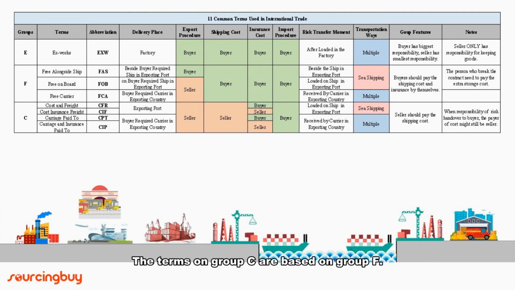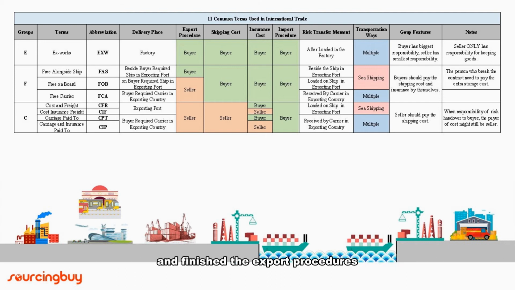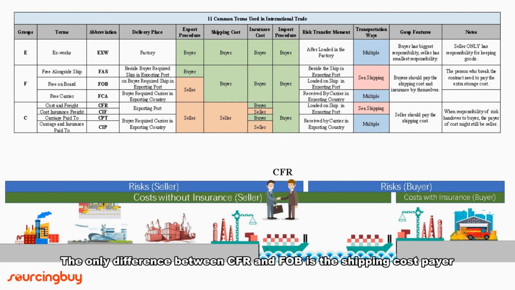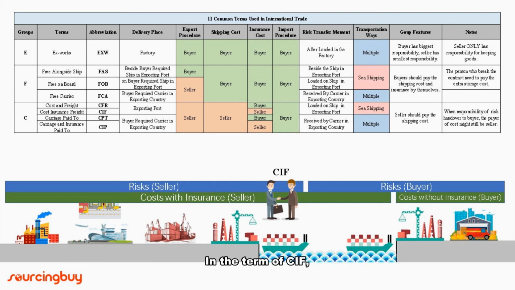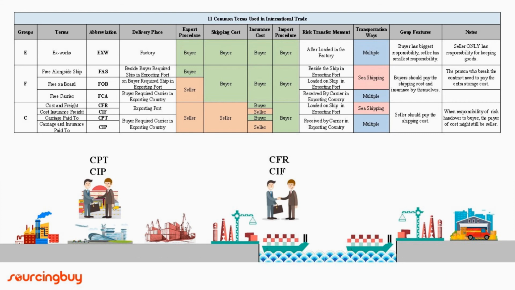the supplier needs to deliver the goods to FedEx and cooperate with FedEx to finish the export procedures. The terms in Group C are based on Group F. For terms in Group C, sellers need to pay the overseas shipping cost and finish the export procedures. CFR stands for Cost and Freight. It is very similar to FOB. The only difference between CFR and FOB is the shipping cost payer. In the term CIF, the seller not only needs to pay the shipping cost, but also the insurance cost. Again, CIF and CFR can only be used for maritime shipping, but the next two terms can be applied to any shipping method.